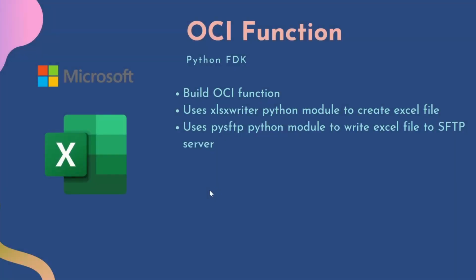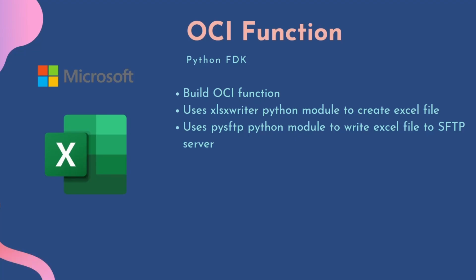In this class, we are going to build the OCI function, that is to write an Excel file to the SFTP server. Here the OCI function will first of all create a file or write a file in a temporary directory in the OCI function, and then it will push that file to the SFTP directory. Here we are going to make use of the xlsxwriter Python module in order to create the Excel file. Then we are going to make use of the SFTP Python module in order to write the Excel file to the SFTP server.